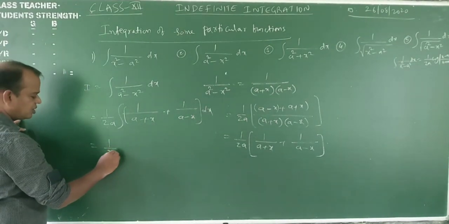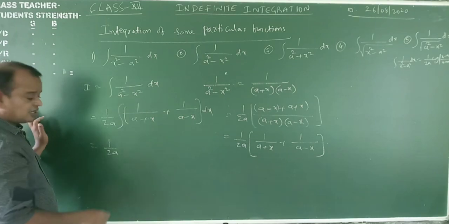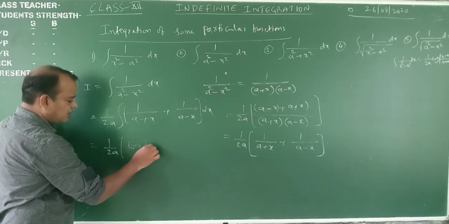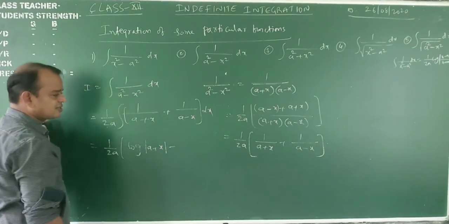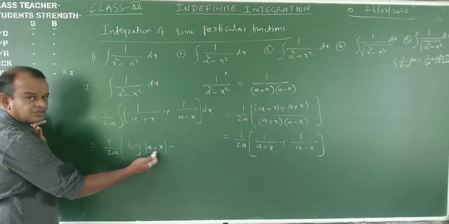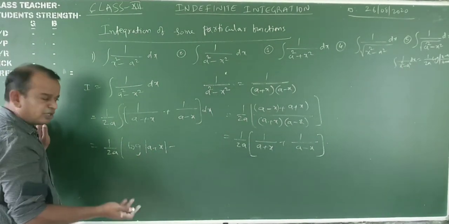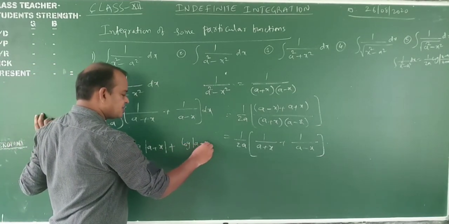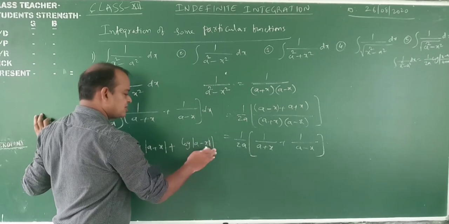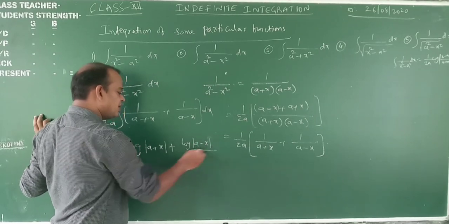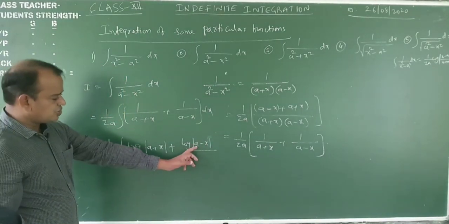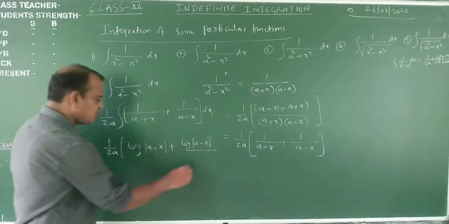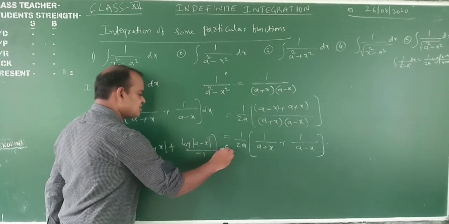Now 1 by 2a integral of 1 by x is log mod a plus x. Again, the derivative of a plus x: a derivative is 0, x derivative is 1, only 1, so no need. Plus this is log mod of a minus x. Observe that the derivative of a is 0 and of minus x is minus 1. That's why I am writing it.